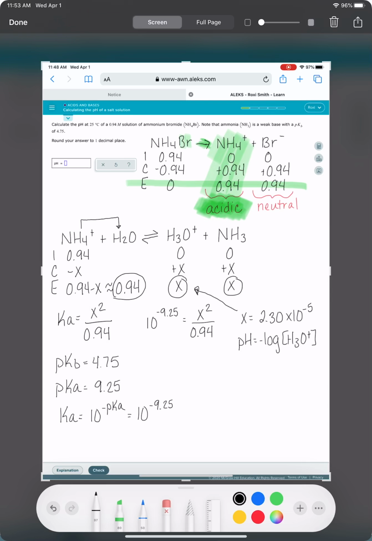So we are able to plug that straight into the pH equation. And our pH for this is going to be 4.64.